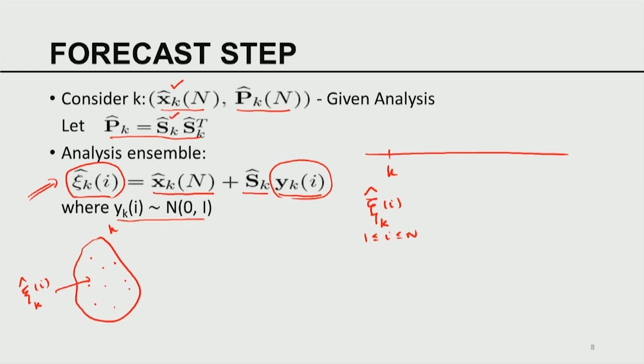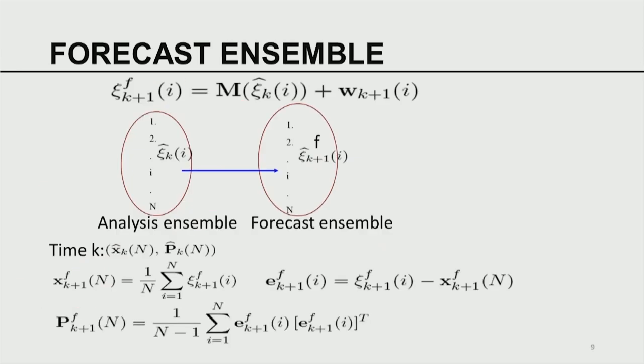So I have created an initial ensemble. This is what's called the initial ensemble. What is it? It is a swarm of points in the n-dimensional space. It's a swarm of capital N points in the little n-dimensional space. So I have an analysis ensemble at time k. Now what do I do? I have to create a forecast ensemble for the next time.